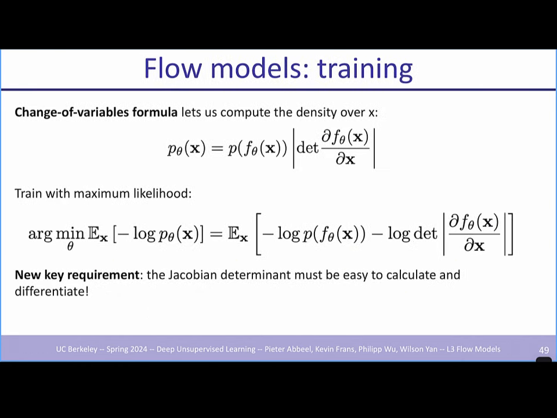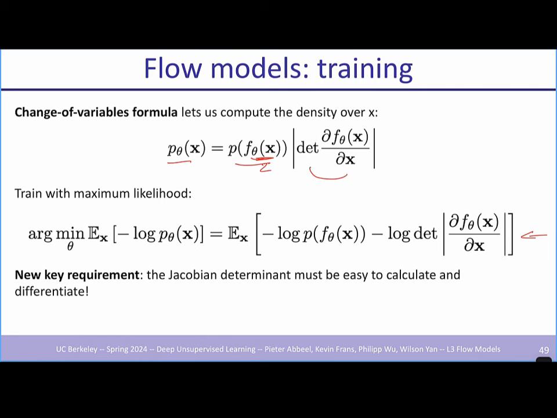Okay. So our change of variable formula, p theta of x, is p of f theta of x, which is z, and then multiply with the determinant. By the way, there's absolute values around this to make sure that it's a positive number we multiply with. That was also true before. You don't want to end up with negative densities. And this then becomes the training objective.